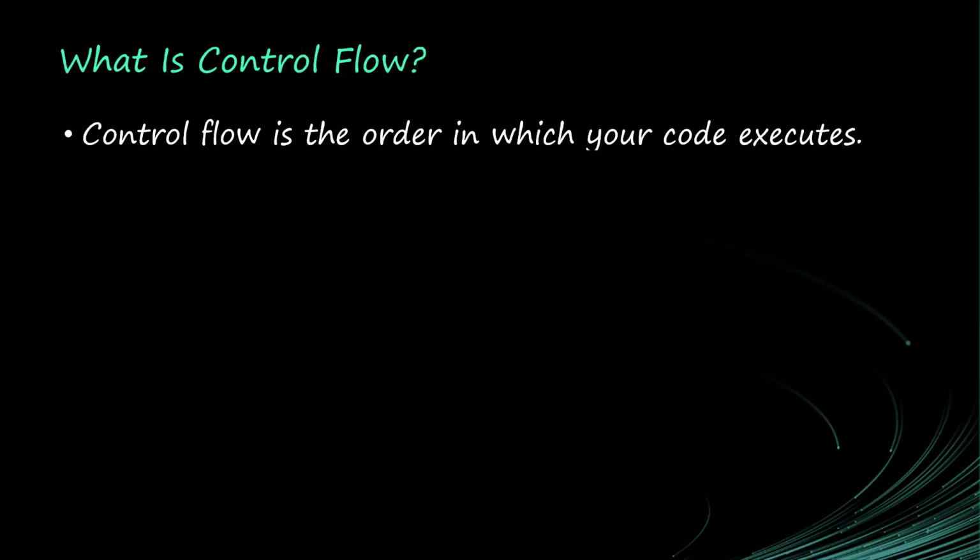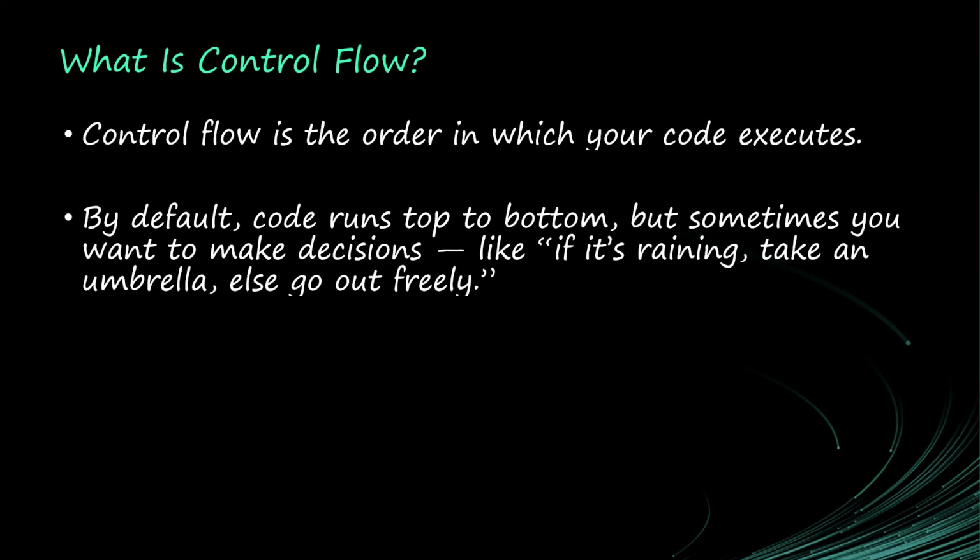So what is control flow? Control flow is the order in which your code executes. Like I have said before, the normal order is that it will execute from top to bottom. So if you're writing your lines of code, the statements that you're writing, they'll be executing one after the other. But for some reason, you might want to control the flow of the execution of your code. Maybe for some conditions, you might want to do something else. So by default, code runs top to bottom, but sometimes you want to make decisions. Like if it is raining, you want to take an umbrella, else you can go out freely.